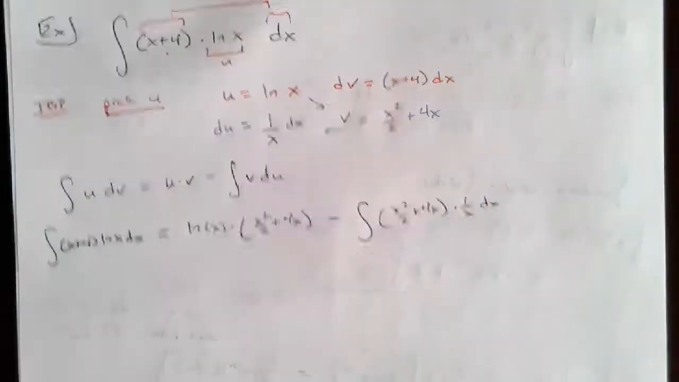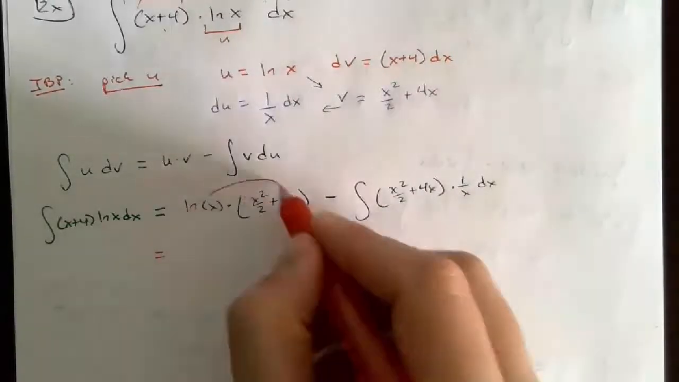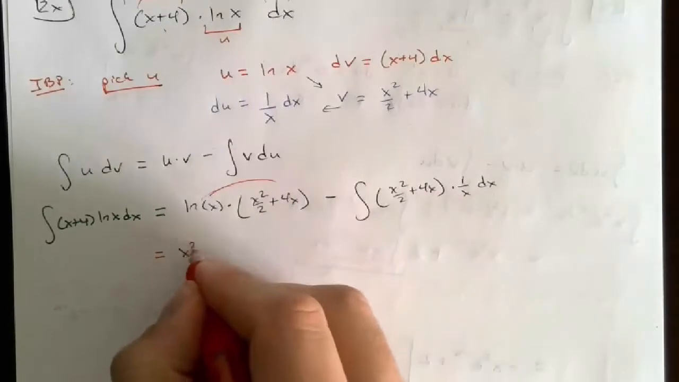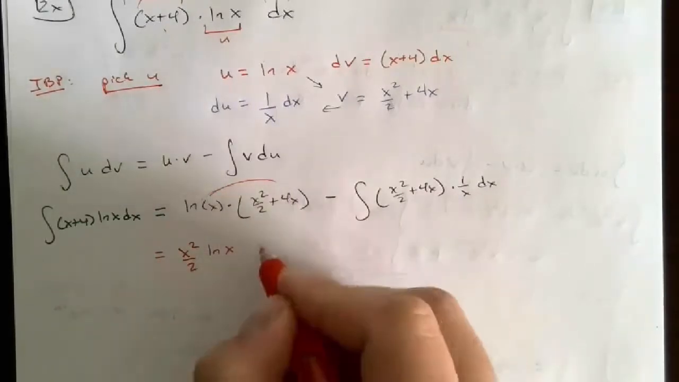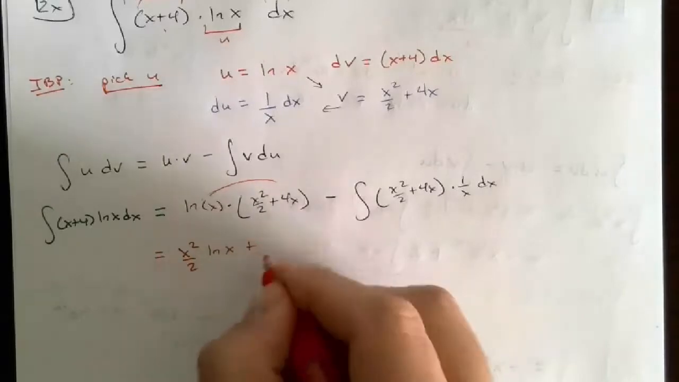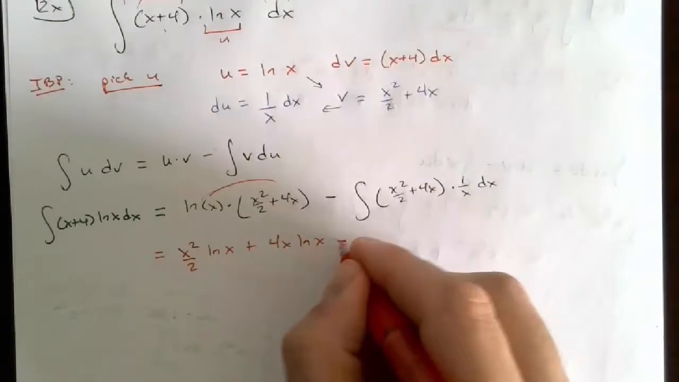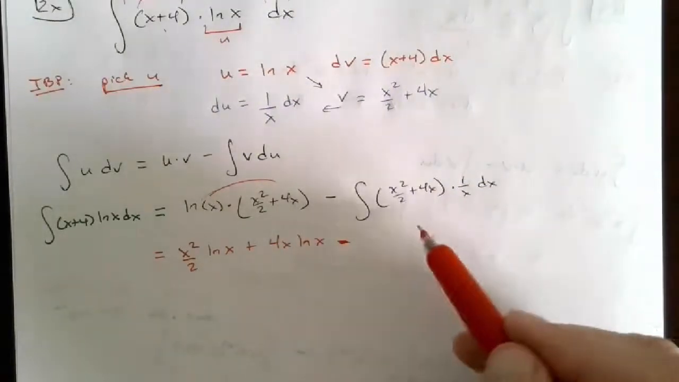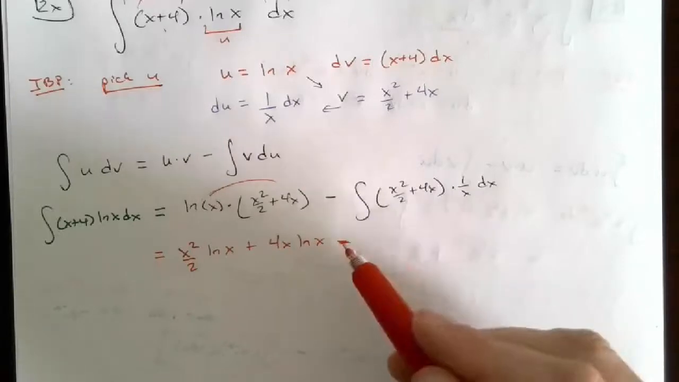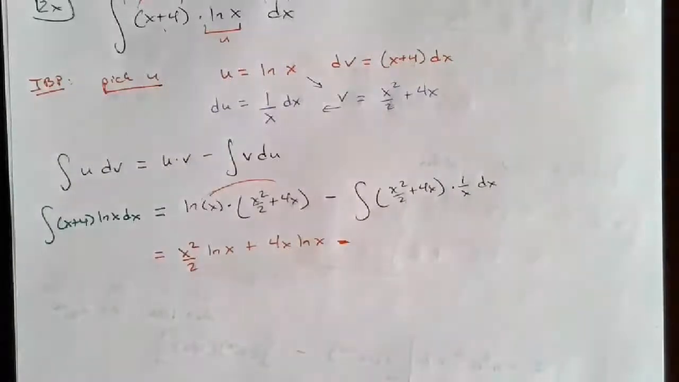And now what we'll do is we'll simplify this. For the first part, ln of x can get distributed into this. So you have x squared over 2 times natural log of x plus 4x times natural log of x minus, here, you can't factor any constants out to the front, so be careful not to try to factor 1 over x out. It's not a constant because it has a variable.